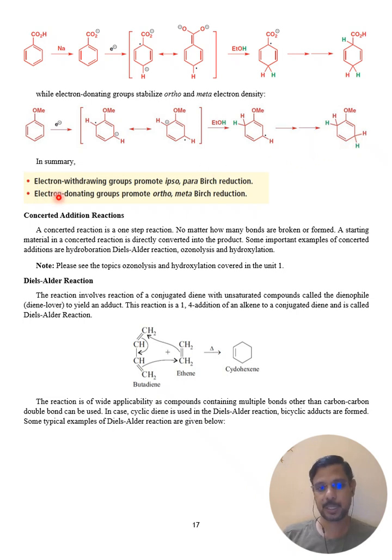So here you can see a summary. Electron withdrawing groups promote ipso-para reduction. Ipso means the same carbon where the functional group is. And electron donating groups promote ortho-meta reduction. And then, concerted addition reaction.